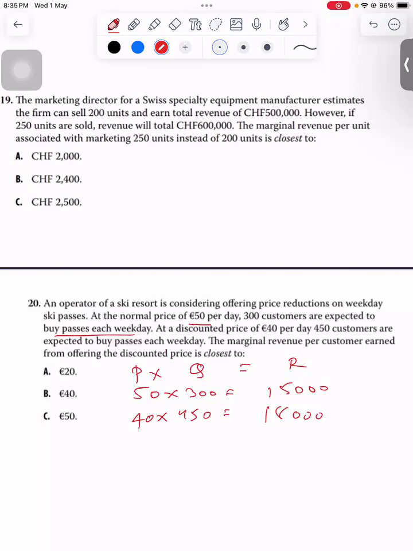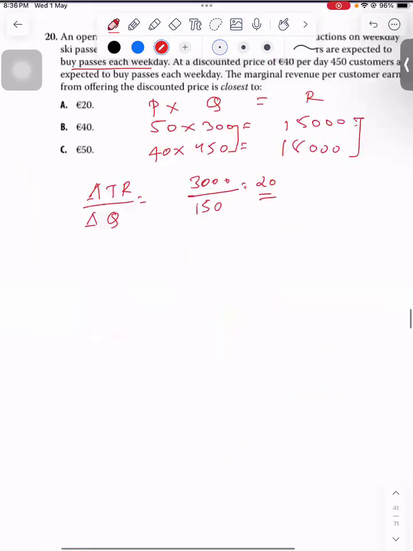So we need to find out marginal revenue. What is the formula? Change in total revenue divided by change in quantity. So change in revenue is 3,000, change in quantity is 150. So this will give you 20. Is this correct? Is this clear to you? Okay, we will move to the next part now.